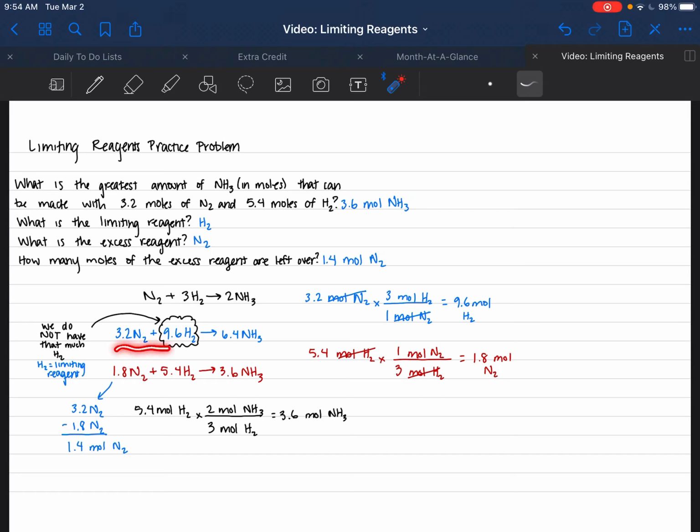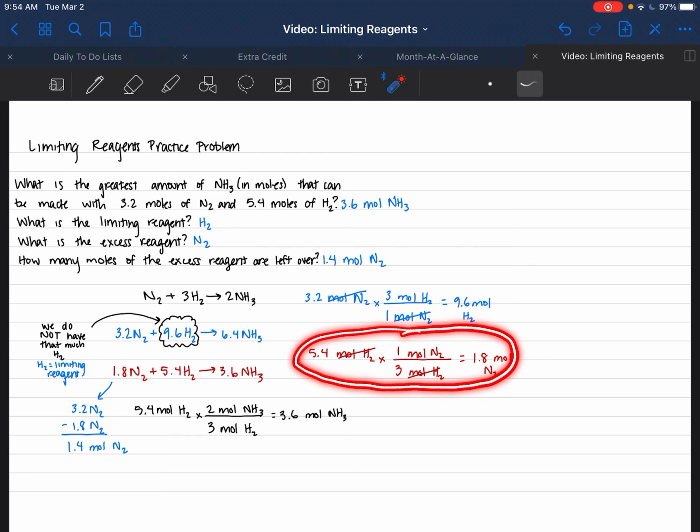So very straightforward. You do the same thing to solve for NH3 to figure out how much you'd be able to make, and it was 6.4. But let's take a look at this. We were told that we were given 5.4 moles of H2. Which means this 9.6 moles of H2, we just don't have that amount. So let's plug it in the other way. If we plug in our 5.4 moles of H2, we do the same thing we did before, and we know we need 3 moles of H2 for every 1 mole of N2. We're told that we have 1.8 moles of N2 that we need to use.